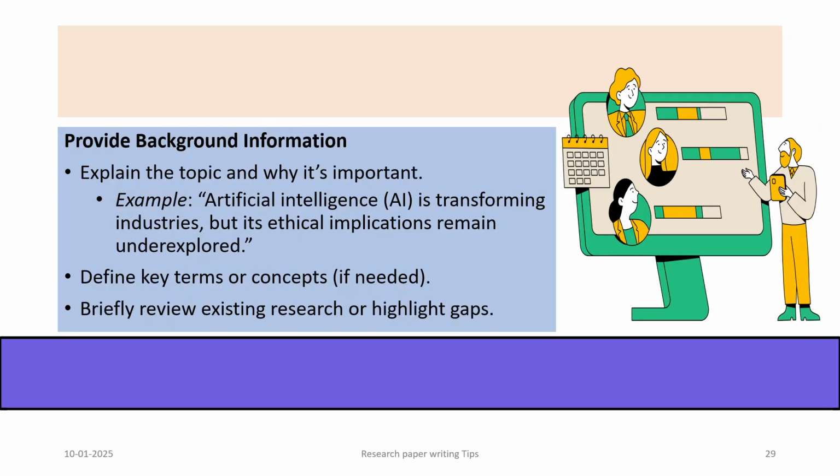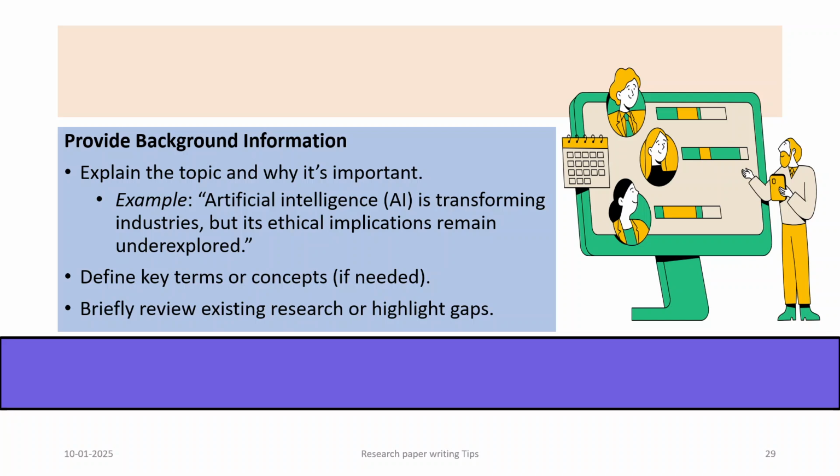Then it provides a background for the information. For example, explain the topic and why it is important. For example, artificial intelligence is transforming industries, but its ethical implications remain unexplored. So the ethical part is a question mark. That's why the readers definitely will be interested to see what this author has recommended or what he has written.